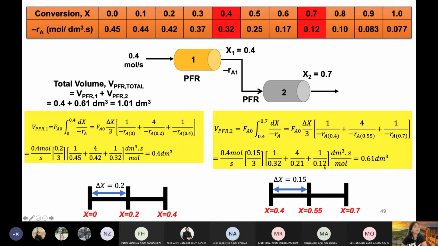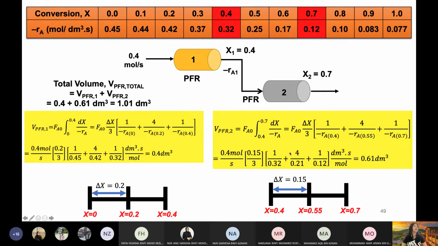So when you recalculate, you get the volume of your second PFR as 0.61. So what does it mean? Meaning, if I have two reactors in series, of which the first reactor achieves 40% and the second reactor 70% conversion, I need the volume of the reactors to be minimal. This is the minimal volume tau. My reactors need to be at least 0.4 for the first one and 0.61 for the second one.